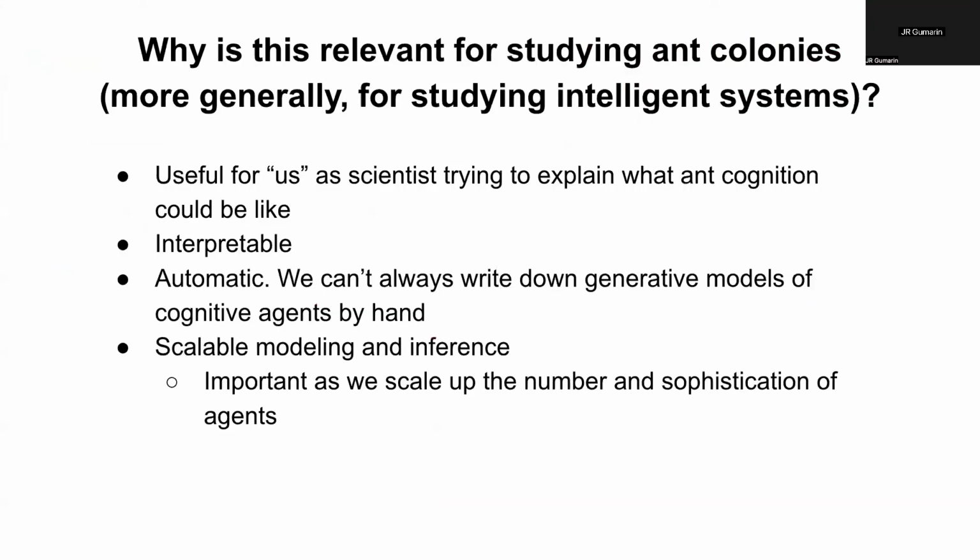And why is this important for what I'm studying? It's because it's important for us as scientists to be able to get a good sense of what, for example, an ant is doing in its mind. But this has to be done in an interpretable way and in an automatic way, because we can't always write down generative models manually. And it has to be scalable if we want to study collective systems, which by definition involve many, many agents.